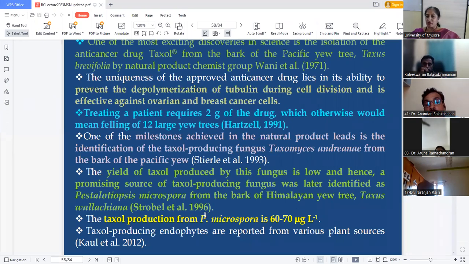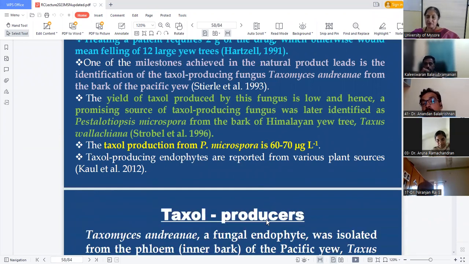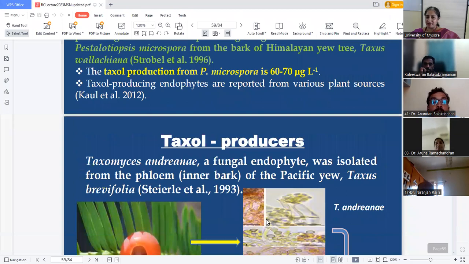Pestalotiopsis microspora was isolated from the Himalayan yew, Taxus wallichiana, by one of the students who was from Nepal, and it can produce taxol. That is, this fungus, Pestalotiopsis microspora, has the ability to produce 60 to 70 micrograms of taxol per liter of the medium. Okay, and from several sources, it's been identified.